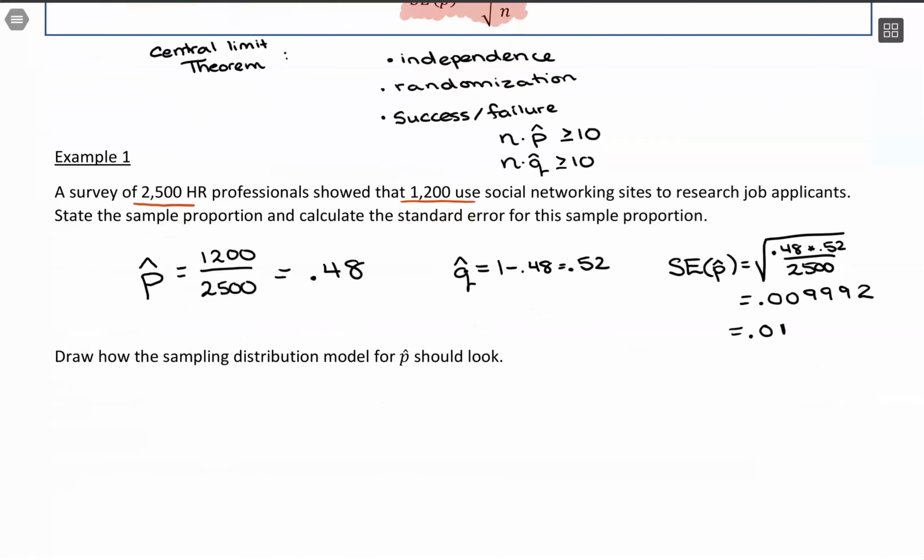And now what we want to work with is the idea that we have the sample data, and we're getting at this idea that from this sample, 48% of those HR professionals are using social networking sites to research job applicants. So what we want to get at is, what does this tell us about all HR professionals? We know this is true for 2,500 of them. What does it mean about the population?